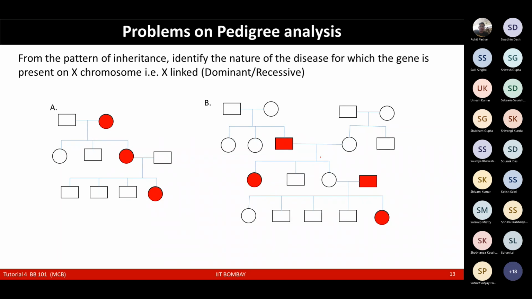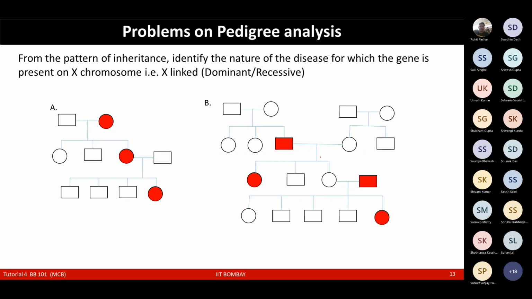So this circle represents the female. If the circles are hollow, these are females. But if the circles are filled, like in this case it's red, it means the female is affected. Hollow squares are males. If the squares are filled, it means the male is affected.